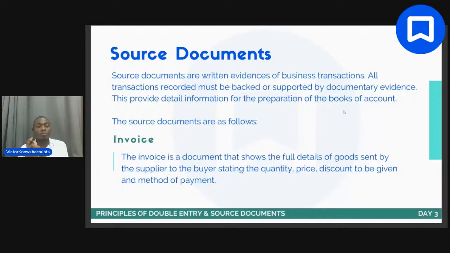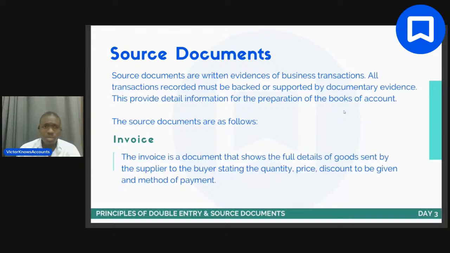From the books of original entry to the ledgers, from the ledgers to the trial balance, and then from the trial balance to the other financial statements, such as your statement of profit or loss, that's your trading profit or loss account, and your balance sheet. So in our next lecture, when we talk about ledgers and correction of errors, we are going to deal with that.